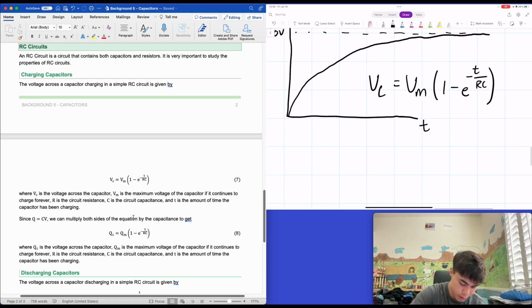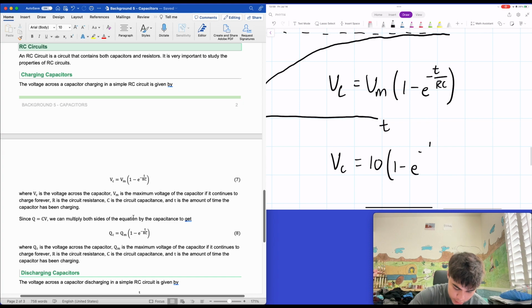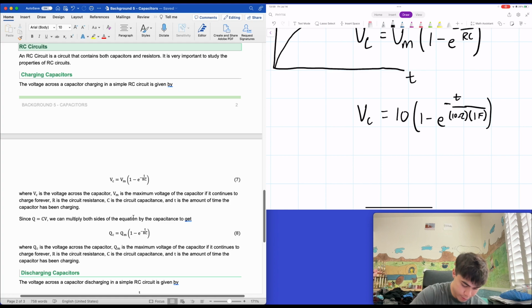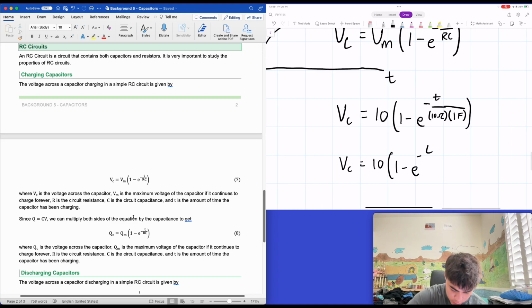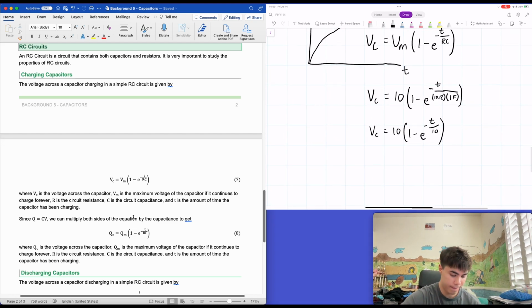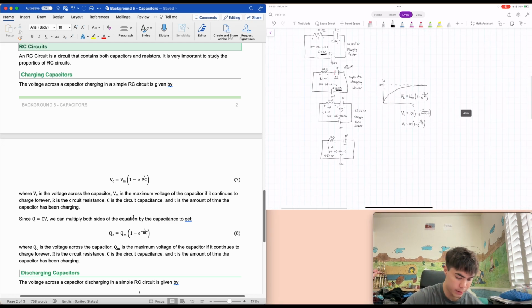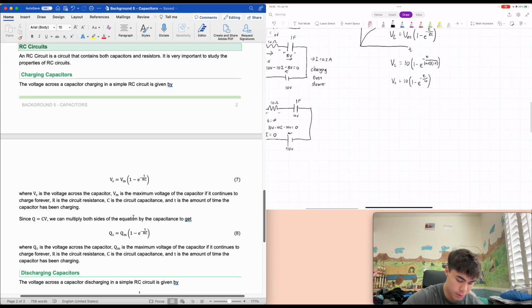So using our numbers, we have the voltage across the capacitor is 10 volts times 1 minus e to the negative t, and then the resistance is 10 ohms, and our capacitance is 1 farad. So the equation for our graph is VC equals 10 times 1 minus e to the negative t over 10. For a discharging capacitor, it works the exact opposite way.